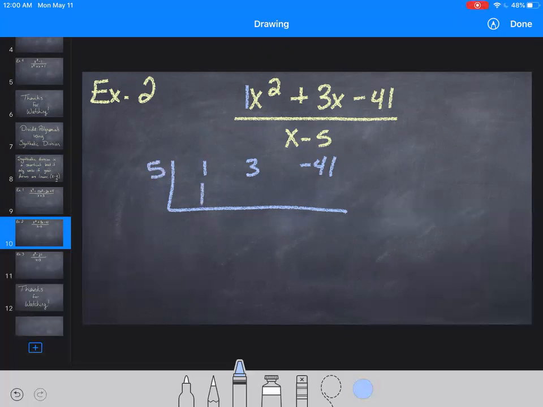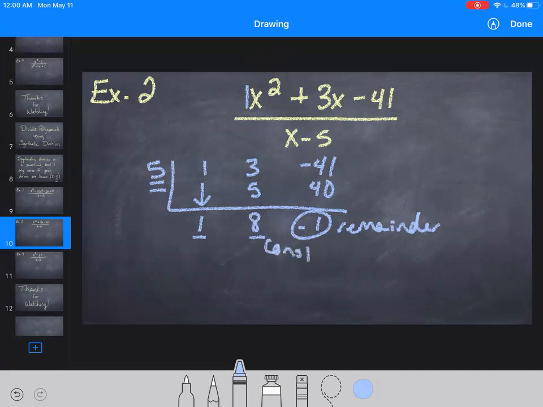You bring down that first term, it's a 1. You multiply 5 times 1, you end up with a 5. You combine, 3 plus 5 gives me 8. I'm going to multiply 5 times 8 gives me 40. Negative 41 plus 40 gives me a negative 1. And then I have my remainder. I have my constant. And then I have my x.